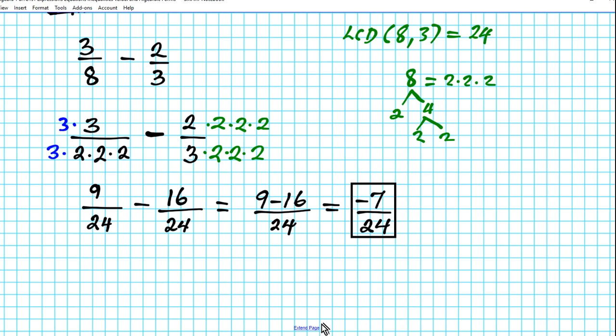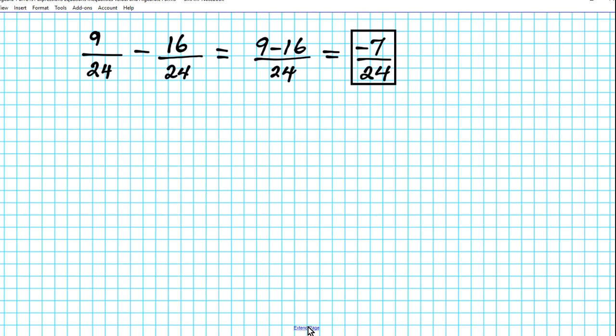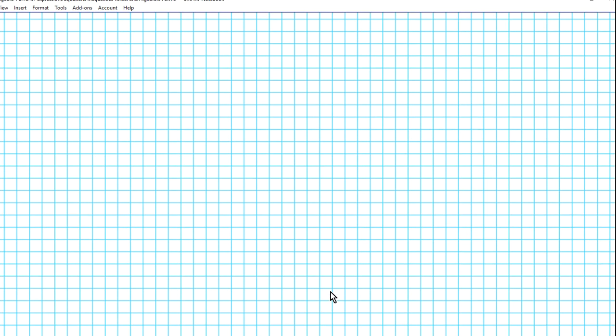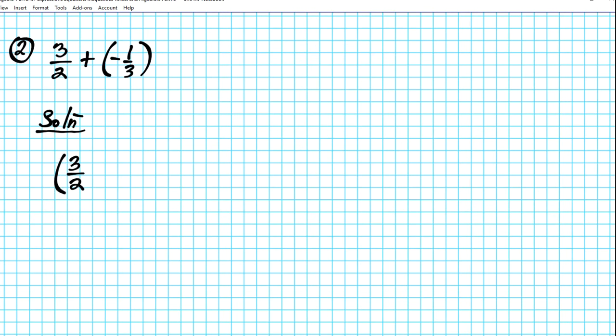Now let's take a look at another example. What if we have to find the difference between, or the sum of the following fractions? For number 2, what if we have 3 over 2 plus negative 1/3? Alright, let's take a look at that. So with this one, we have 3 over 2 plus negative 1/3.